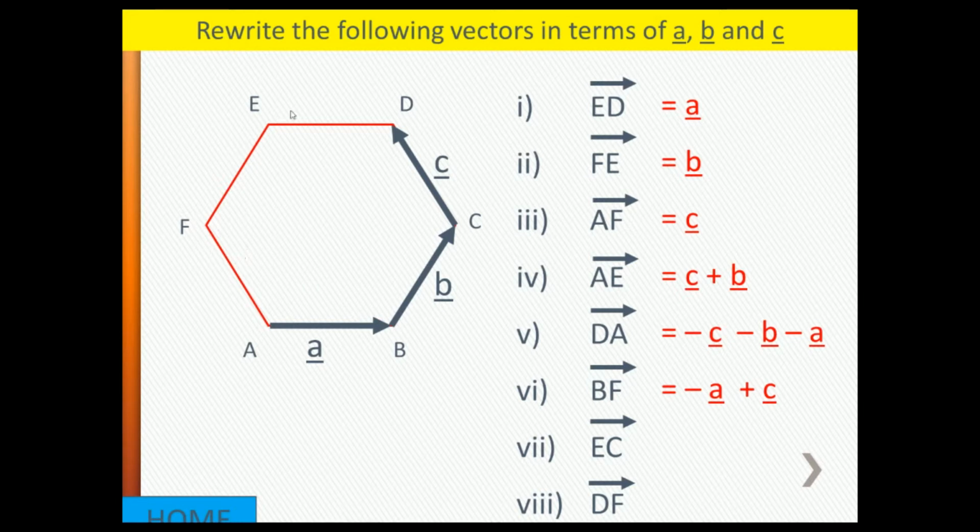E to C. It's going to be plus a minus c. And DF is going to be from there to there. So it's going to be minus a minus b.